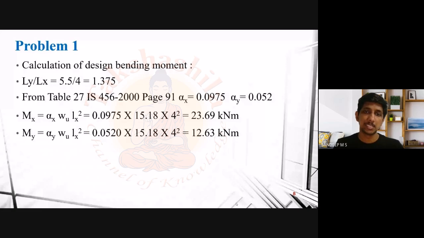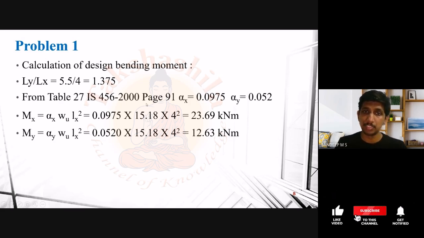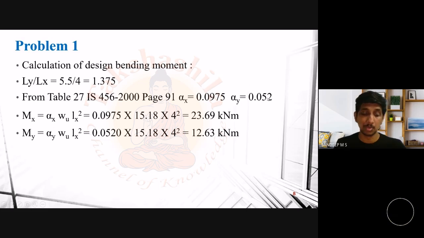Now we are calculating the bending moments. So first thing is we have to calculate the value of Ly by Lx, and based on this value only, from Table 27 we can get the value of alpha x and alpha y. So in this case Ly by Lx is obtained as 1.375. Therefore, referring to Table 27 of IS 456 2000, we will get the value of alpha x and alpha y as 0.0975 and 0.052.